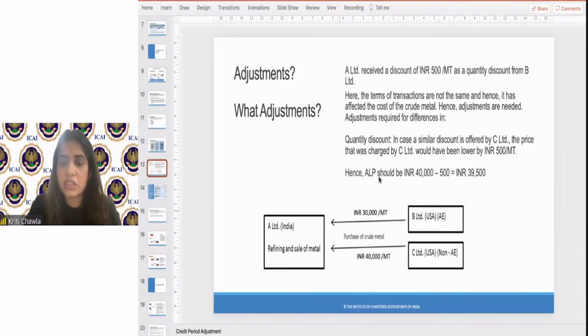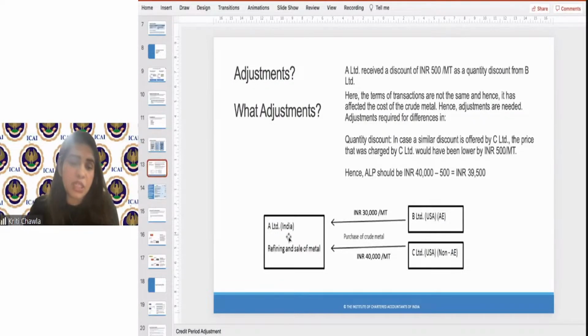But any questions? If there are no questions, then I'm going to explain what exactly these adjustments are. Okay. So now, on the adjustment, we take an example to discuss what exactly these adjustments are.